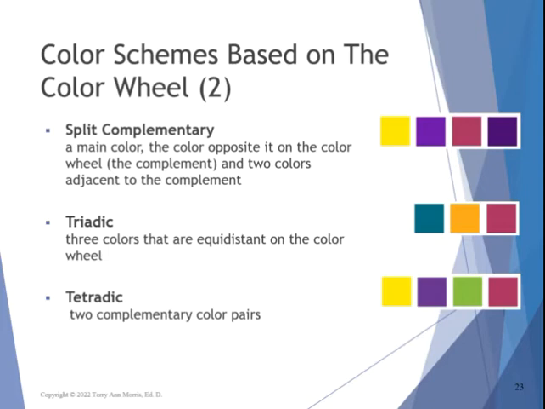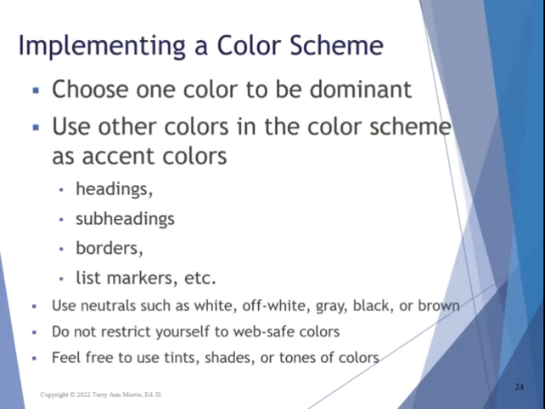Secondly, we have the triadic. Triadic, on the other hand, are 3 colors that are equidistant on the color wheel. And finally, we have tetradic. Tetradic are 2 complementary color pairs.